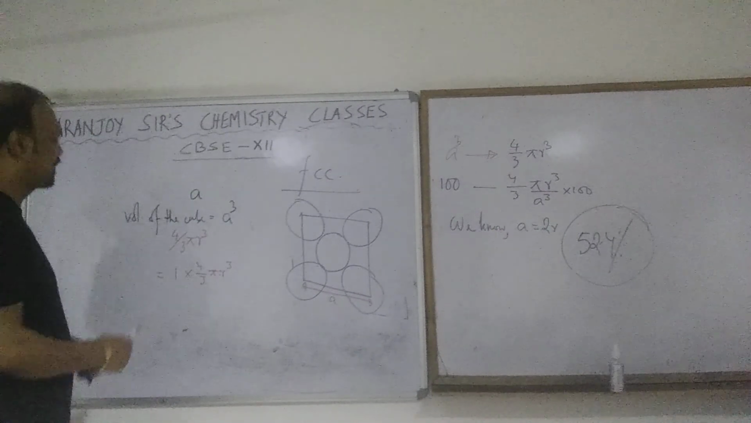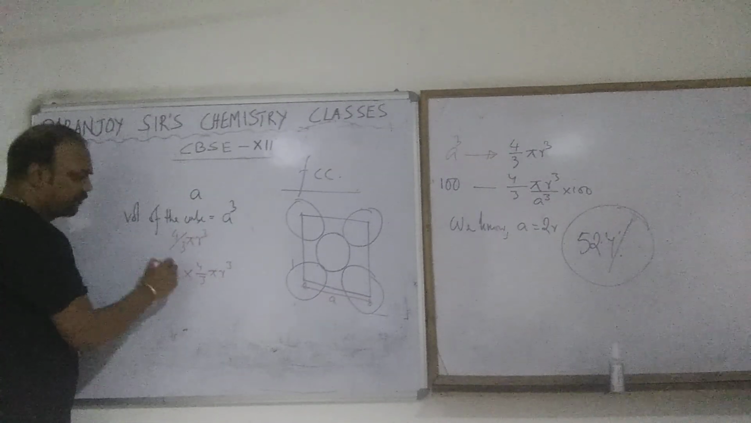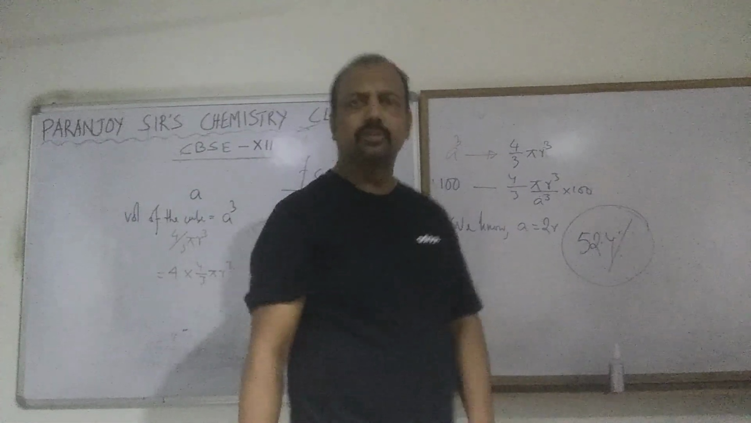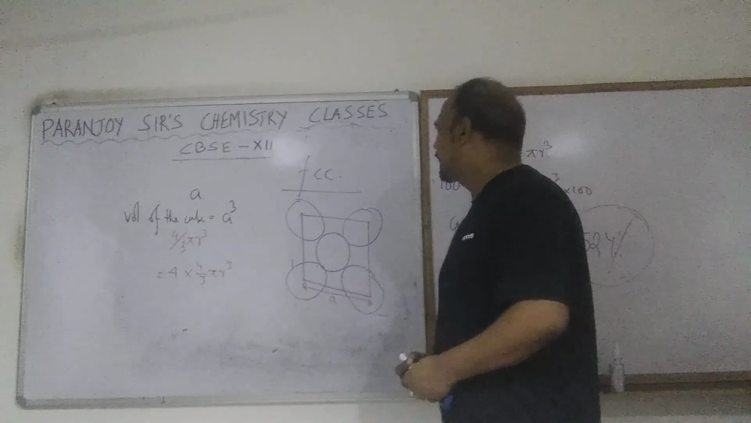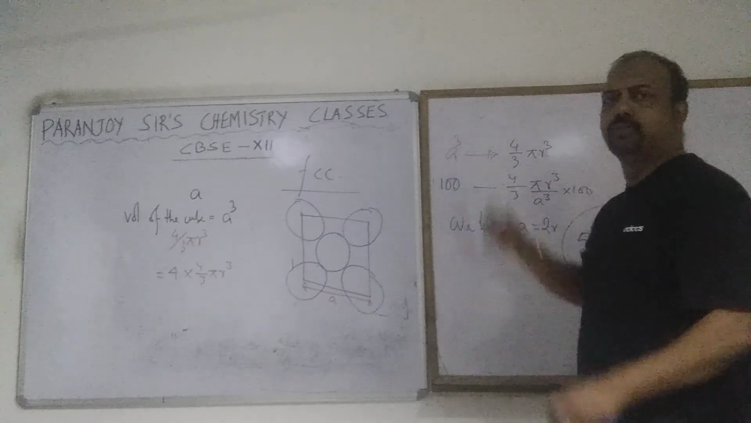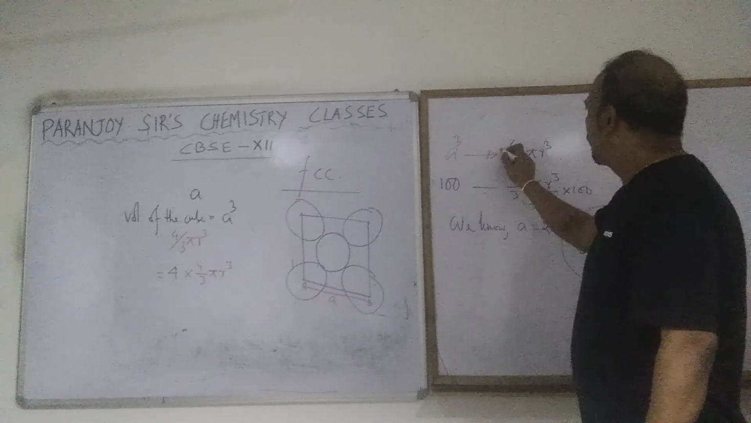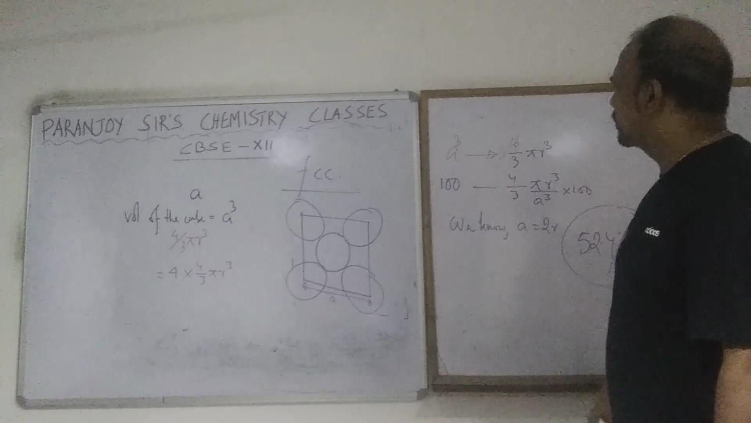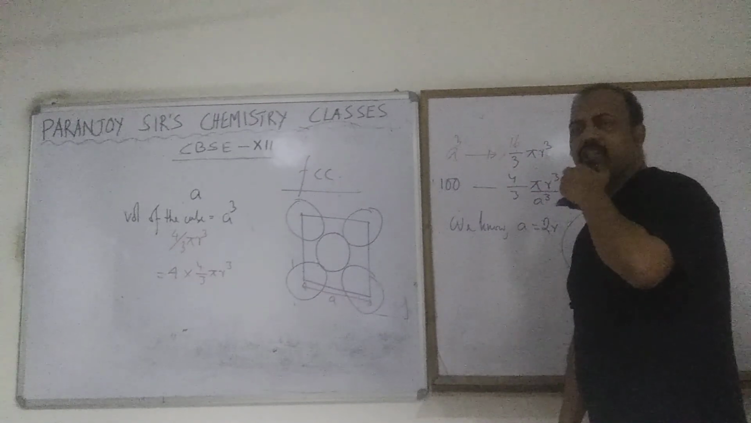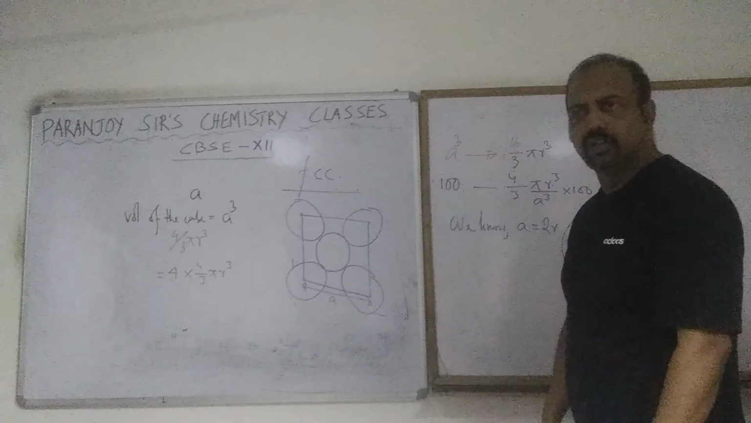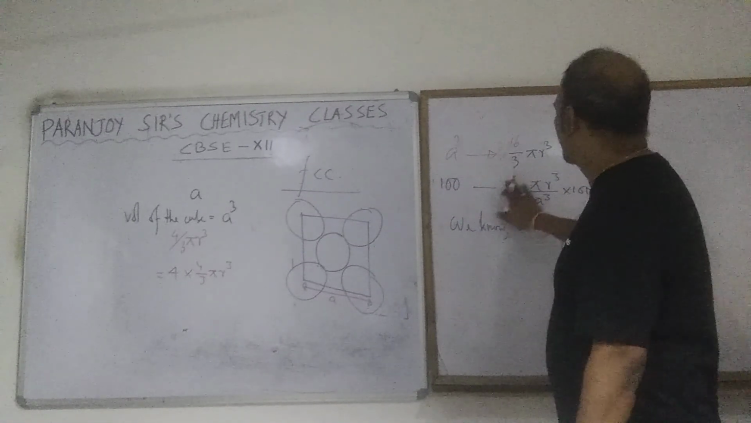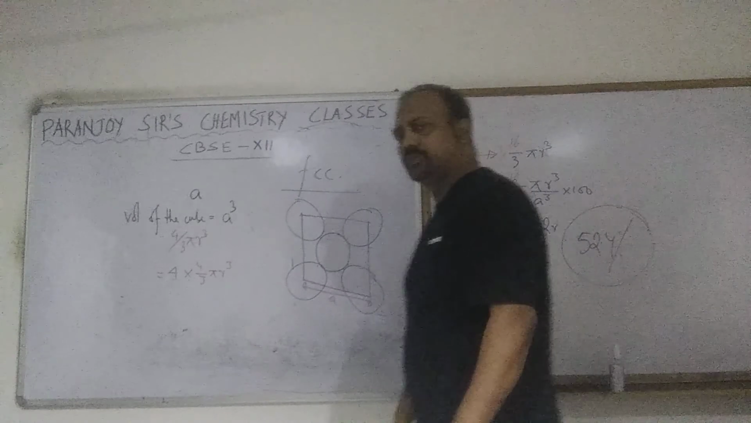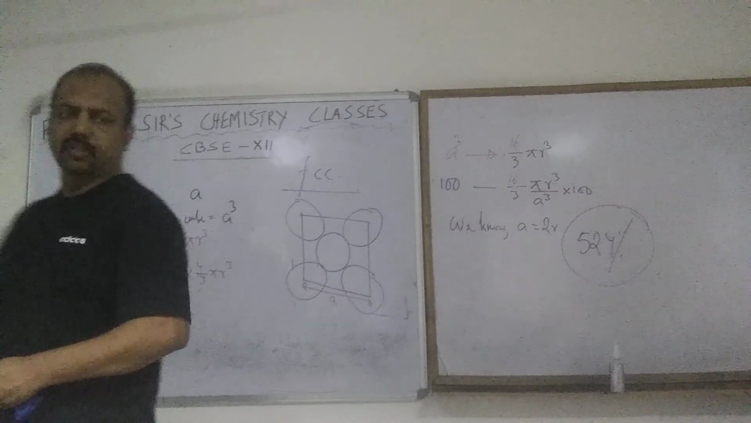So what is the total volume occupied by the spheres? 4 into 4/3 pi r cube. You can write that as 16/3 pi r cube, which is occupied by the lattice points out of a cube. So out of 100, how much is occupied? 16/3 into pi r cube divided by a cube into 100 is occupied by the lattice points.